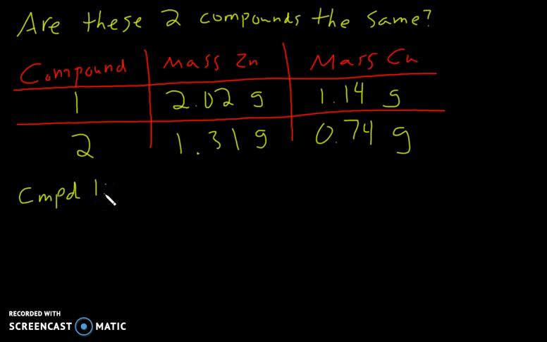And the first thing we need to do is find the total mass. So when you add together the 2.02 and the 1.14, you should get that your total mass is 3.16 grams. And that's our total.